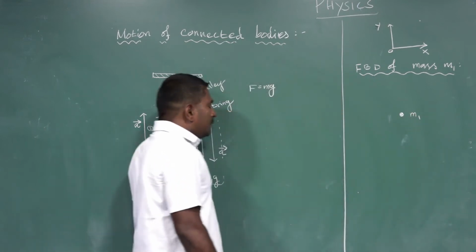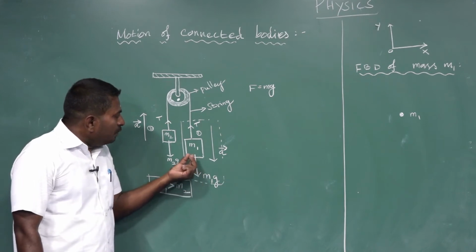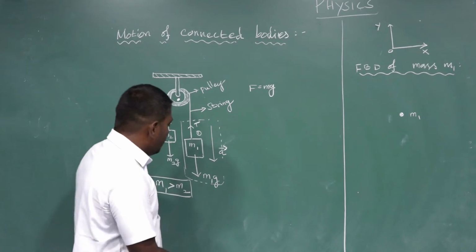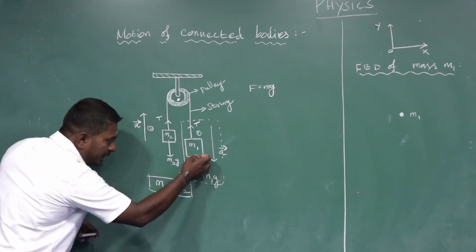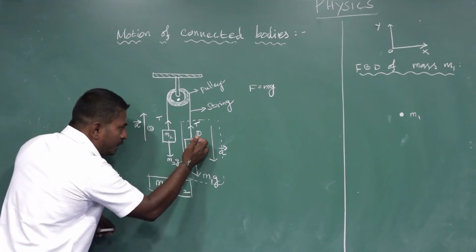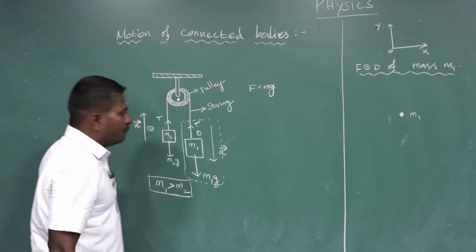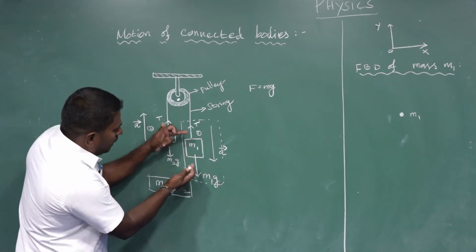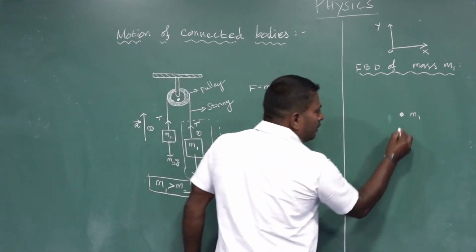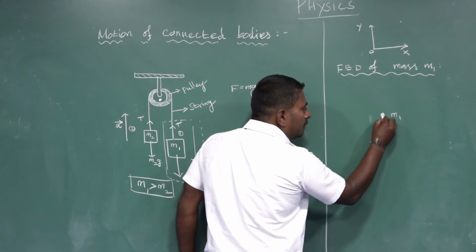Then we represent in the free body diagram the forces acting on the block of mass M1. First, the gravitational force acts vertically in the downward direction. Another force, the tension produced in the string, acts on the block M1 vertically upward. So there are two forces acting on the block of mass M1, and the block is treated as a point object.